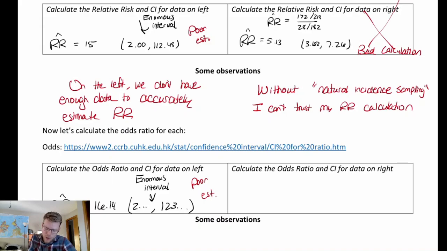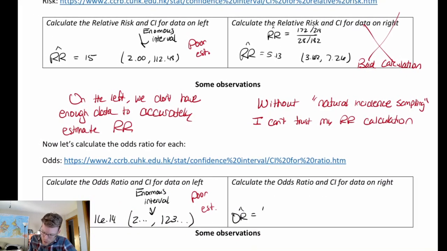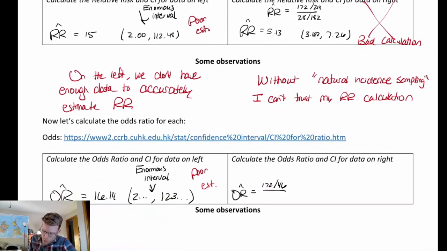So my odds ratio, I'm actually going to calculate the odds ratio right here. The odds ratio is going to be 172 over 46 in the numerator, and it's going to be 28 over 154 in the denominator. And if I calculate these numbers out, I'm going to get 172 divided by 46 divided by 28 over 154. I'm going to get 20.56, 20.57, something like that.